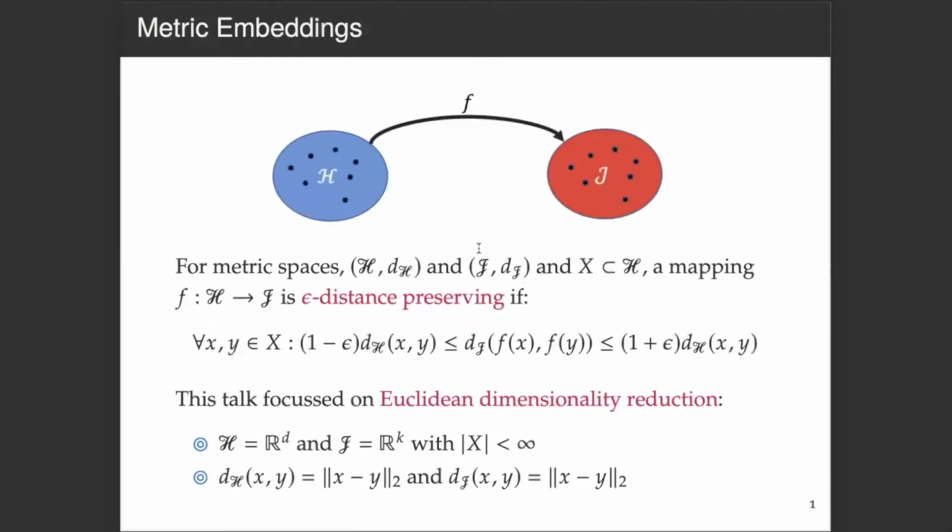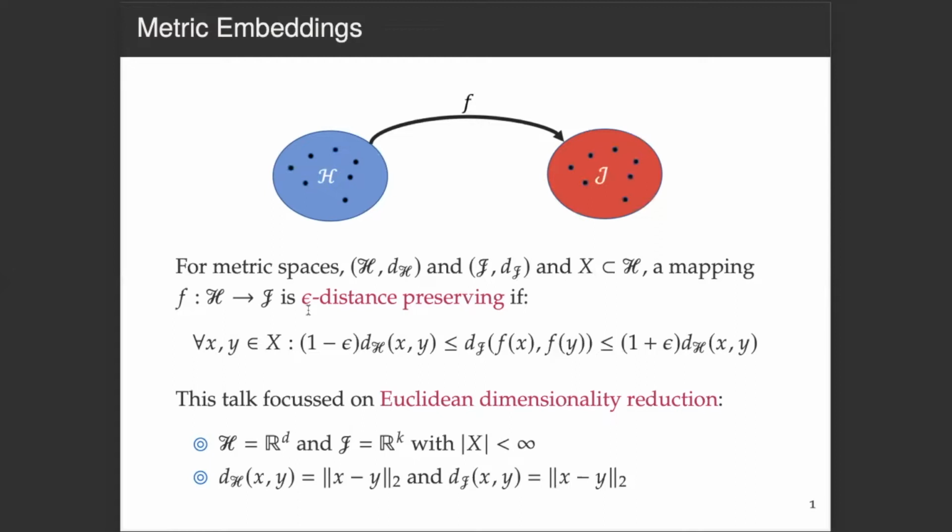We're going to start with the concept of a metric embedding. Here we have two metric spaces, H and J, with some privileged subset X of H. And we say that F is an epsilon distance preserving embedding from H to J if for any pair of points in the privileged set X, F approximately preserves the distances between that pair of points in the embedding space. And here epsilon is going to measure the degree to which F actually preserves these distances.